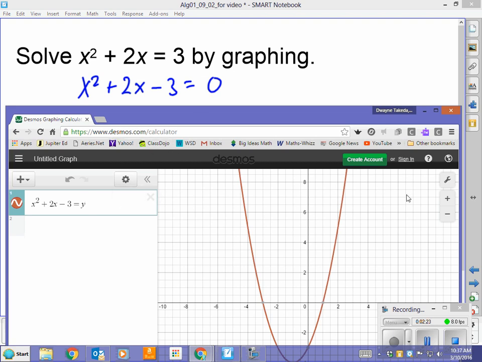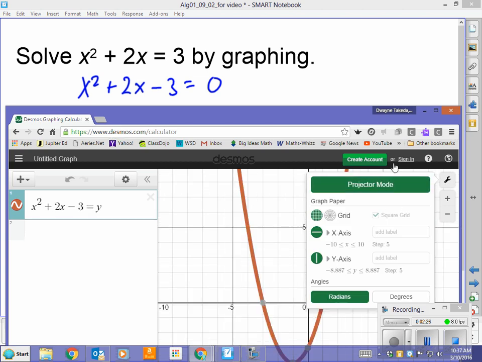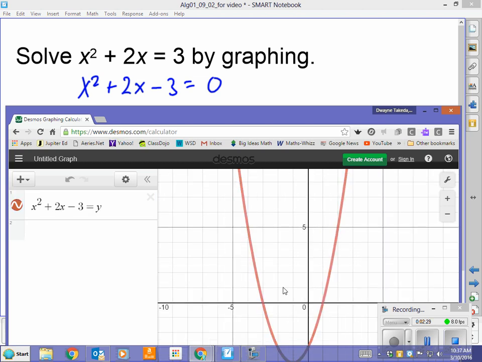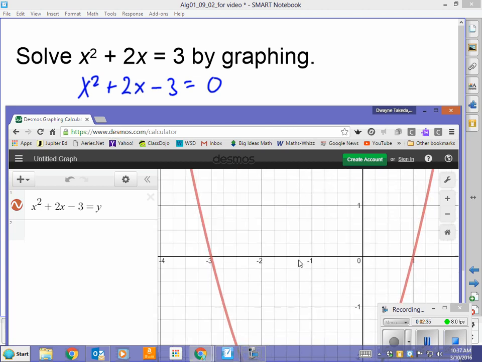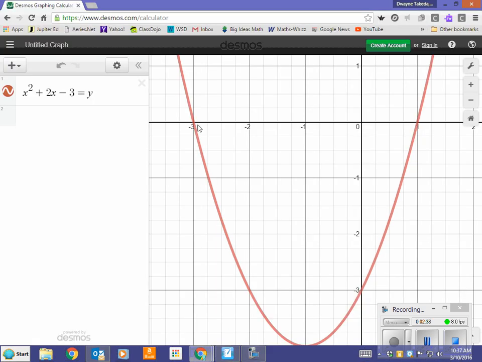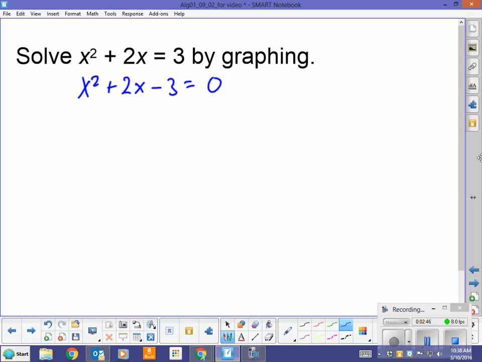Let me put this in projector mode so we can see it a little easier. And these are our x-intercepts right here, at -3 and 1. Those are my solutions. So x will equal -3 and 1. You can write it with a comma in between. Don't put parentheses around it, though, because that would make it an ordered pair, and it's not. We have a comma here because we're listing the items. Or you can be safe and do it this way.